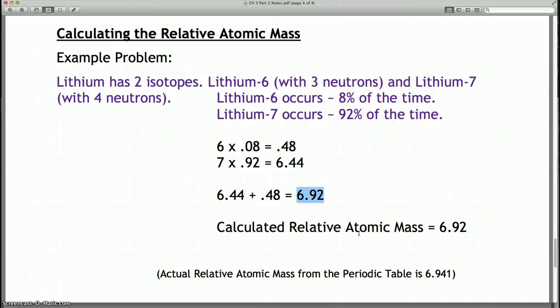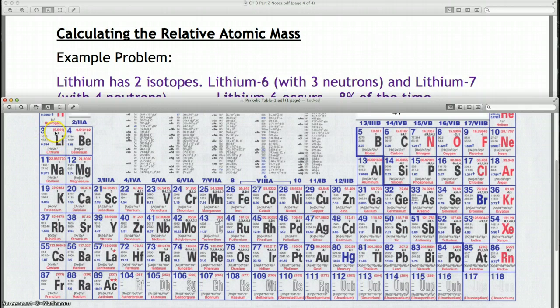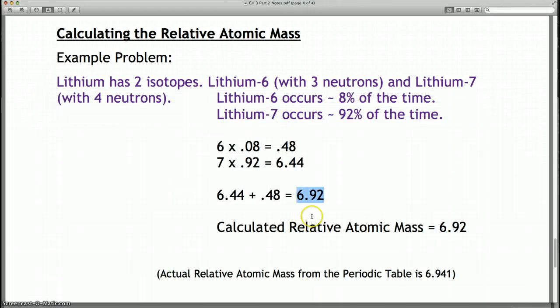Now there is a way to check this. If you look at your periodic table, we see lithium is 6.941. Your answer should be close to the answer that's on the periodic table for that element. And it's not going to be exactly the same because when they actually figure it out for the periodic table, they use much better than just about 8% and about 92%. They use much more accurate percentages, so therefore they get a more accurate answer. It should be in the same ballpark. 6.92 and 6.941 are pretty close to each other. If you are way off from what the periodic table says, that should be a sign that you did it wrong.